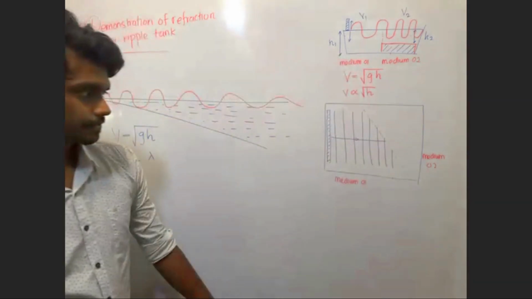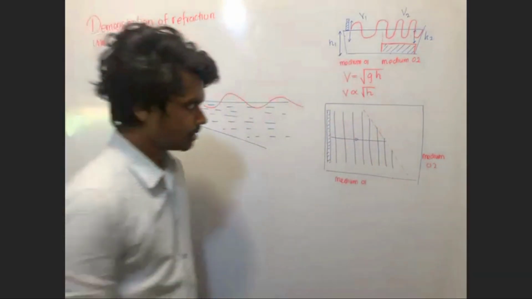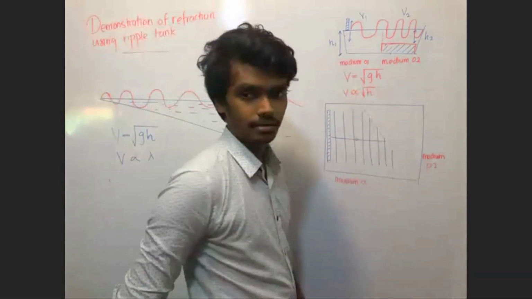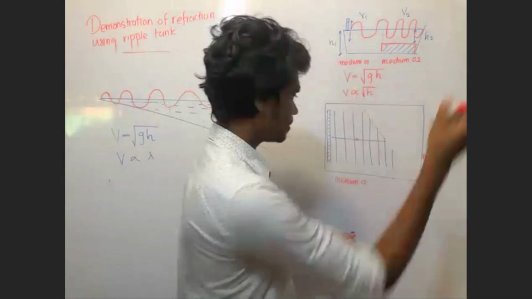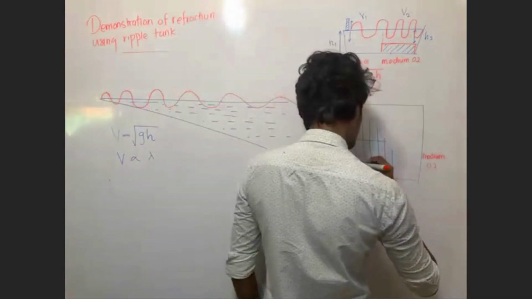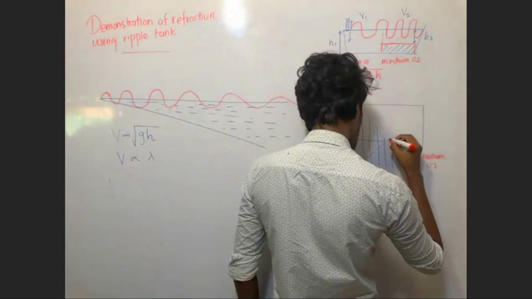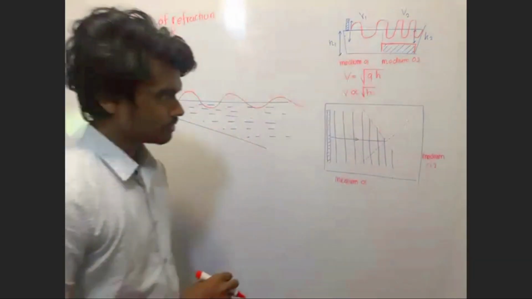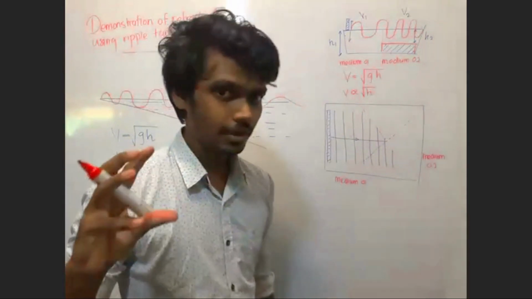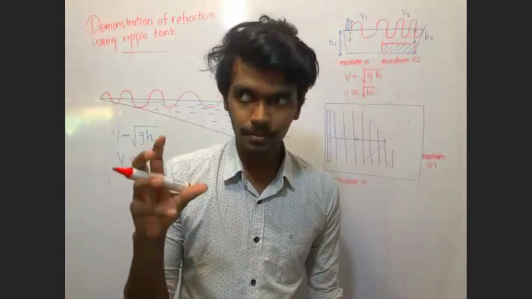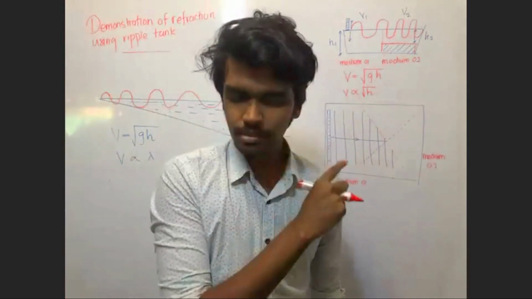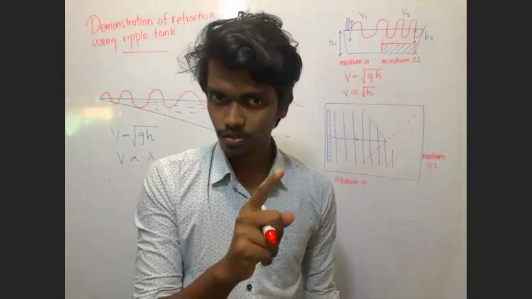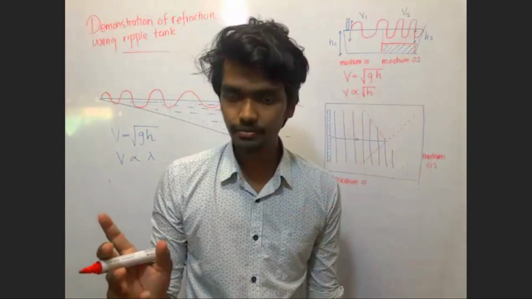Planar wave fronts. So this is the surface. So what will be the normal? This will be the normal. So now this thing you need to understand, right? When demonstrating using the ripple tank, this concept you need to understand. Questions are going to be there.